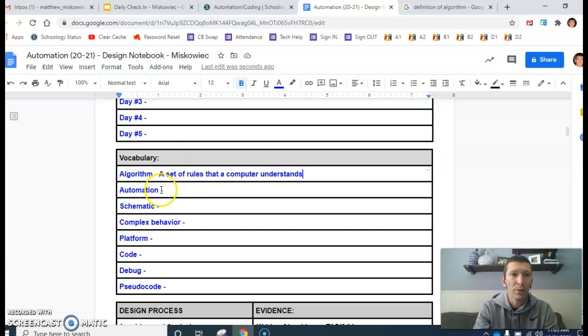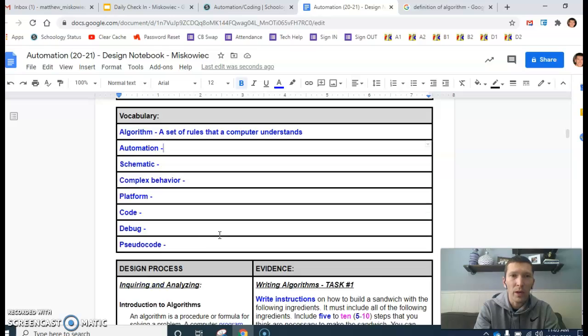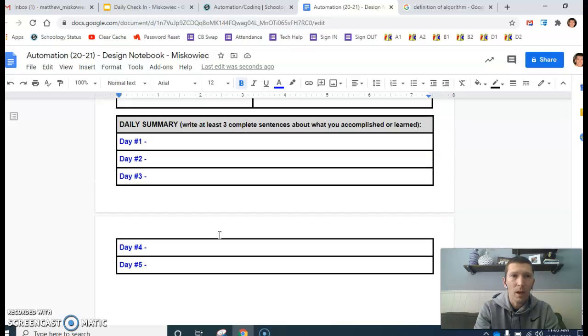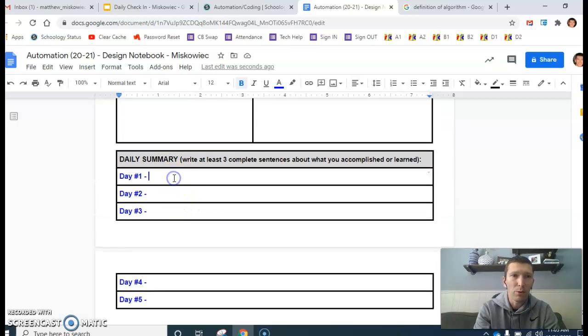And so you have the rest of these vocabulary words to find the definition of. Again, just write it in your own words, try to make sense of what it means, and write complete sentences. When you're done with these vocabulary words, go all the way to the bottom of your design notebook and write your daily summary for day number 1. What did we accomplish? What did you learn? And write complete sentences for that.